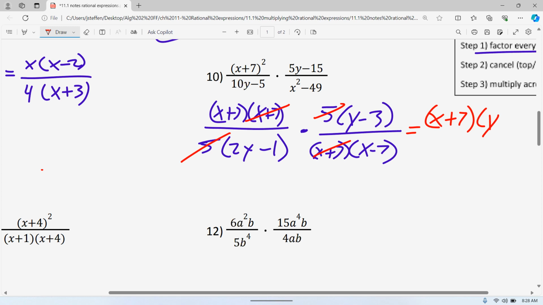Apparently I put x's and y's in this one. I guess it doesn't matter. Must have copied this from a textbook back in the day. x plus 7 times y minus 3, and in the denominator, 2y minus 1 and x minus 7. Now, I will not do that to you guys. When we get to number 12, I will put more than one variable. You'll see the difference. I don't know why that ended up that way, but again, if you put them all as x's, it doesn't make any difference either for this one.